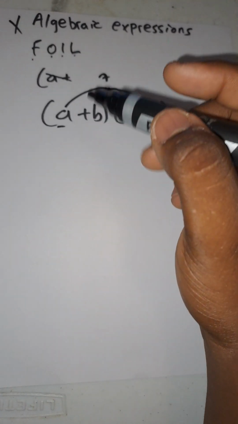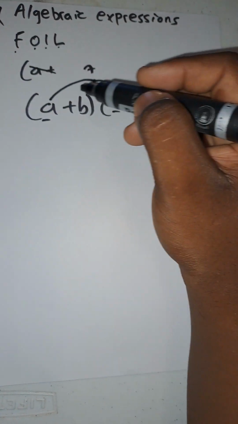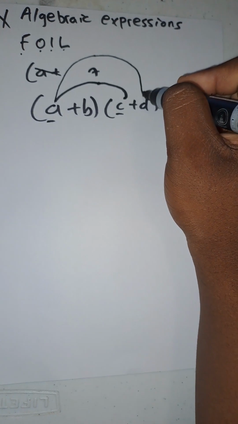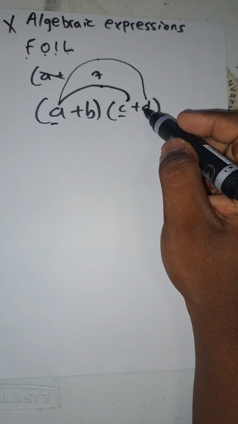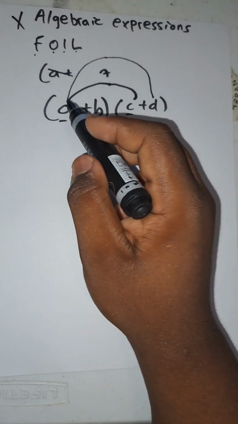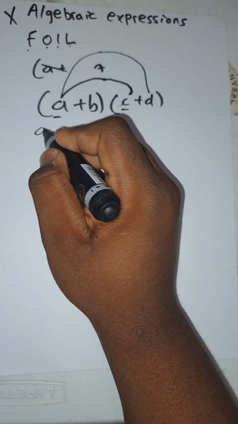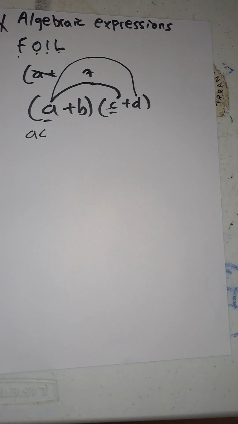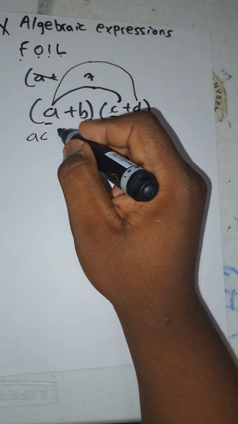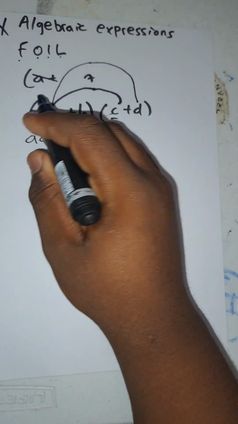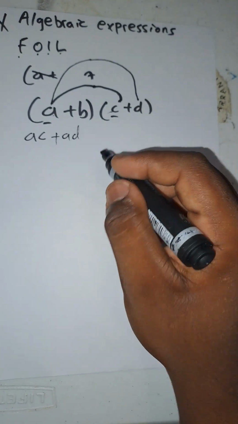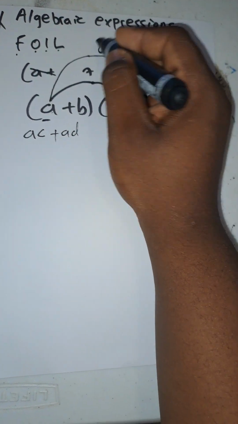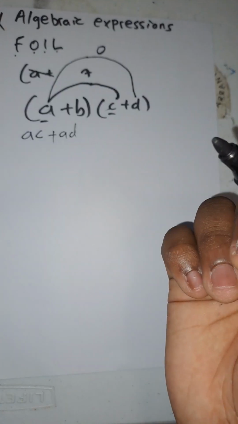On the outers, you're going to use the very same A and multiply it with the outer term, which is D, because D is the outer one. So far we have A times C, which is AC. And then A times D, which is AD. Everything is positive, so you write positive, but there's something I want to tell you. Now, outers done.